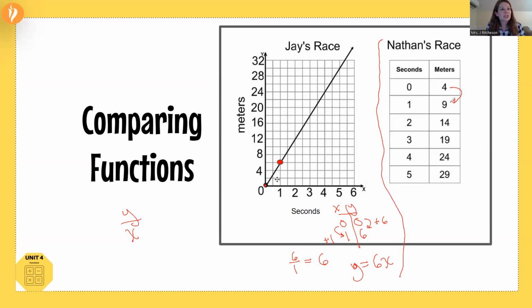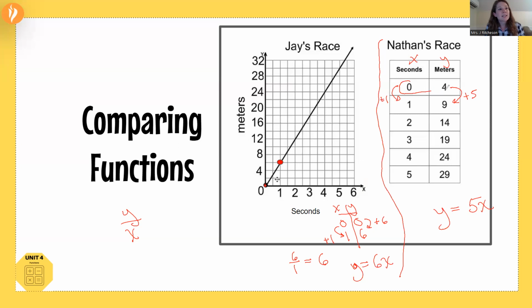So now let's find Nathan's rate of change. We're going to do our change in y over our change in x. So this increases by 5. This increases by 1. So 5 over 1. Nathan's rate of change is 5 times the number of seconds.